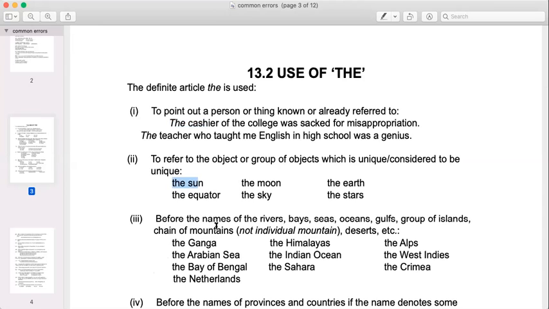Third is before the names of rivers, bays, seas, oceans, gulfs, groups of islands, or chains of mountains, rather than an individual mountain, and also the deserts. We use "the", like the Ganga, the Arabian Sea, the Himalayas. Here, the Himalayas are a chain of mountains. The West Indies, the Sahara, name of a desert, the Netherlands, the Indian Ocean, etc.